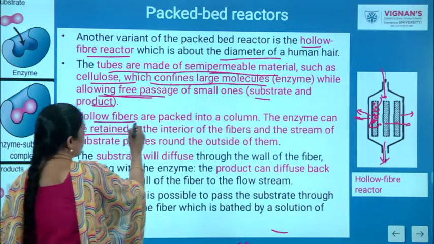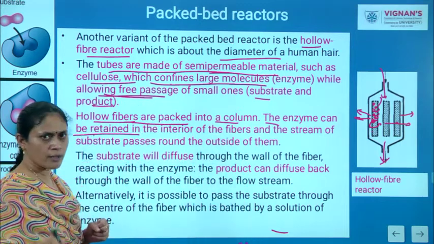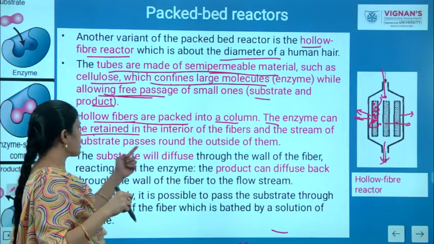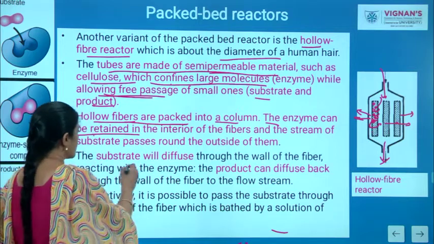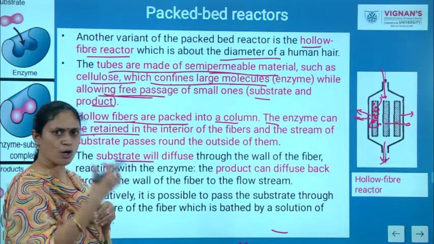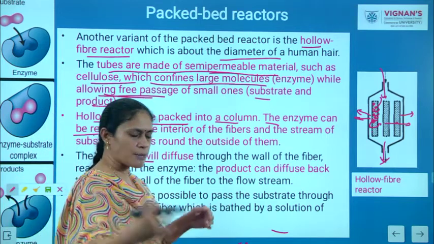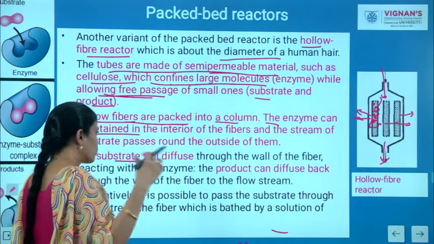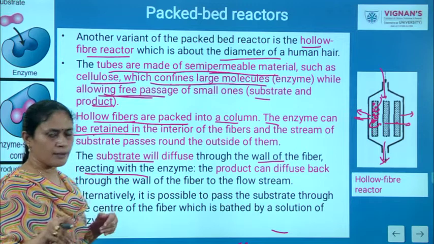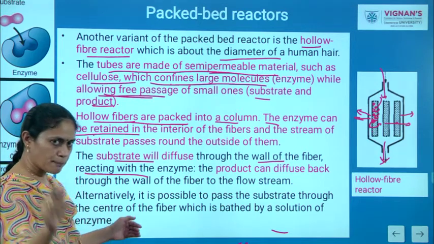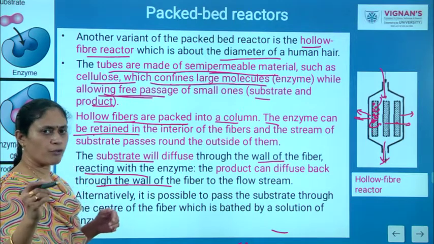So hollow fibers are packed into the column. The enzyme can be retained in the interior of your fiber and the stream of substrate passes around the enzyme which is available in your fibers. The substrate will be diffused through the walls of the fibers. As I have told you, the fibers are semi-permeable, so the reactants or the substrate will diffuse through the walls of the fiber, react with the enzyme, and then the product is formed and that product will be diffused back through the walls of the fiber into the flow stream.